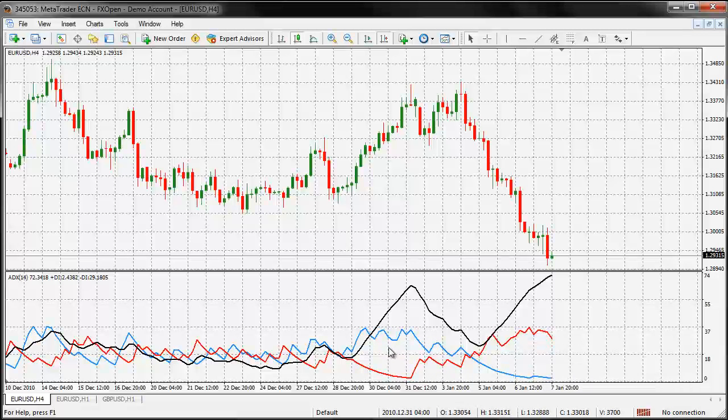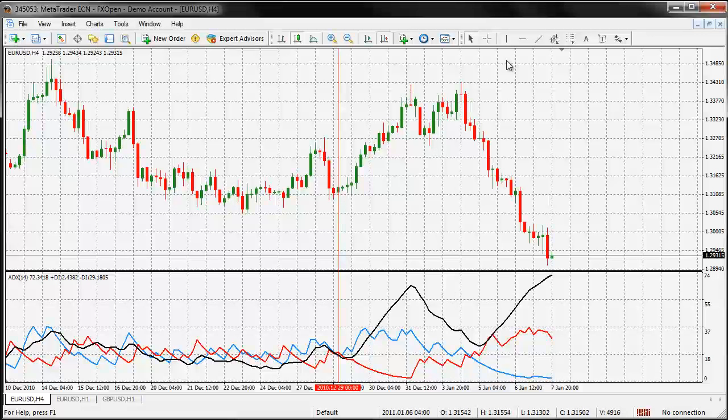Okay, now the next thing we need to look at is when these blue and red lines cross over. You can see here where the blue line crosses over this red line, right here. And what happens? The market went sideways for a little bit, and then it decided to go up.